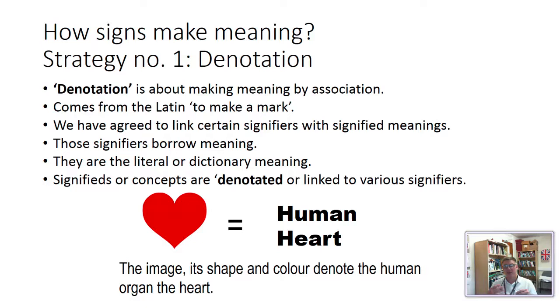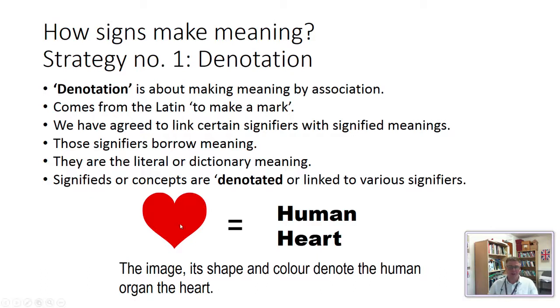So denotation comes from the Latin meaning to make a mark or to point at something, to denote something. So what we do is we agree to link certain signifiers with certain signified meanings. Those signifiers borrow their meaning from the originating concept. So a denotation could be referred to as the literal or dictionary meaning of a sign. So signifieds or concepts are denoted or linked to various signifiers.